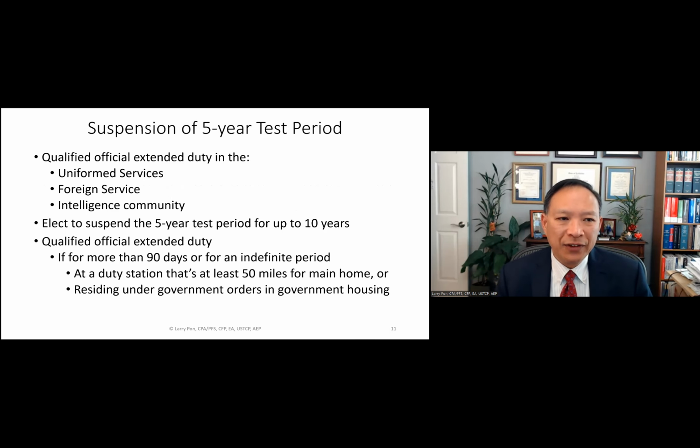That can occur if you're a qualified official on extended duty in the uniformed services, the foreign service, or the intelligence community. And you can elect to suspend the 5-year test period for up to 10 years. Qualified official extended duty is if it's more than 90 days or for an indefinite period at a duty station that's at least 50 miles away from your main home, or residing under government orders in government housing.